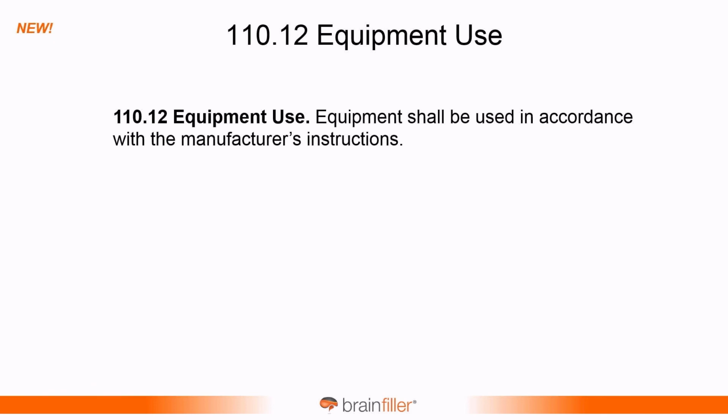We have a new section, 110.12, equipment use. Equipment shall be used in accordance with the manufacturer's instructions. So my wife saw this. She sees me writing and reviewing a lot of this stuff. And she saw "equipment shall be used in accordance with the manufacturer's instructions" and kind of chuckled. And she just shook her head and said, "Did they write that specifically for you?"